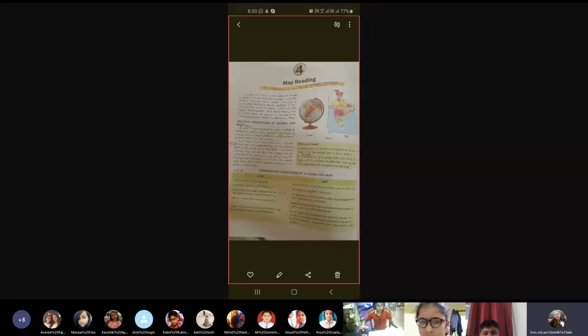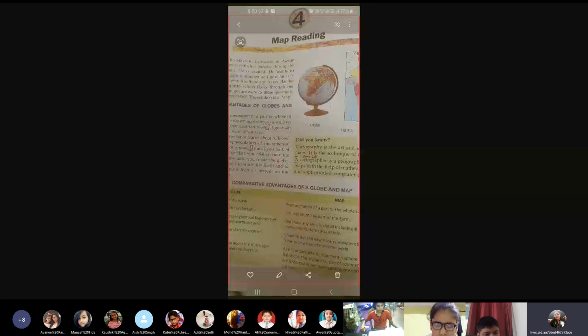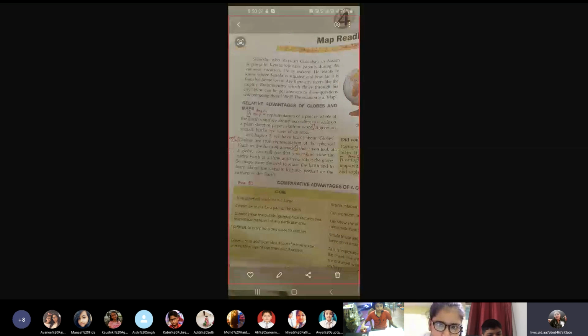Now come to question C2. Just go through the question C2 and see what the question is. Define globe. Answer, mark it here. Globes are true representation of the spherical earth in the form of a model. This is your C2. Mark.